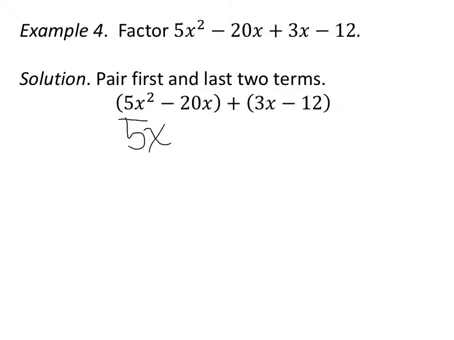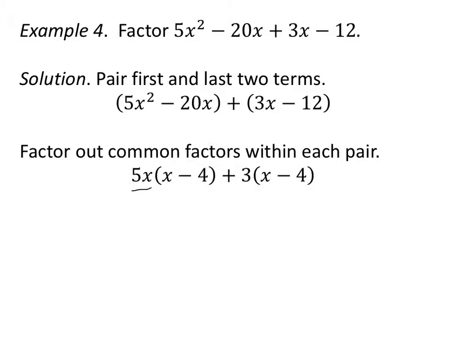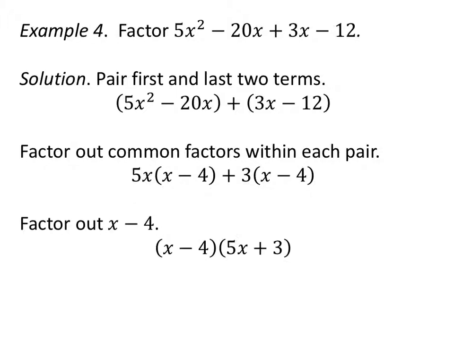From this one, we could factor out a 3 because we have a 3 in common with the 3x and the 12. When we do that, 5x times what gives us 5x squared? 5x times x. 5x times what gives us negative 20x? 5x times negative 4. Factoring the 3 out, 3x divided by 3 just gives us the x. 12 divided by 3 gives us the 4. Now we want to see, are our binomials the same? And yes, they are. So I can factor those out. We get the x minus 4 from both of those. When I factored x minus 4 from the first term, we ended up with a 5x. When I factored it from the second term, we're left with a plus 3.